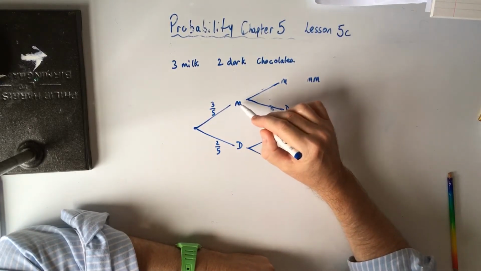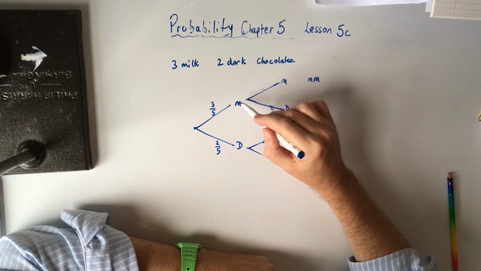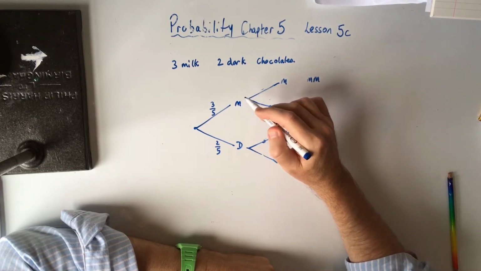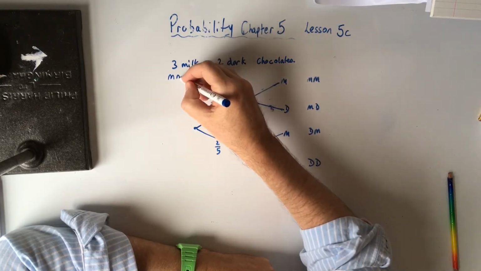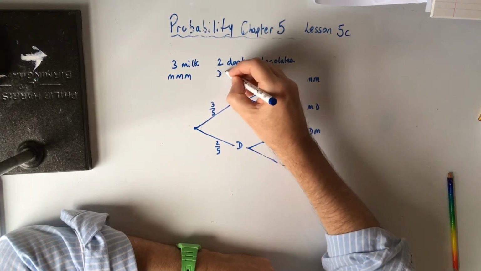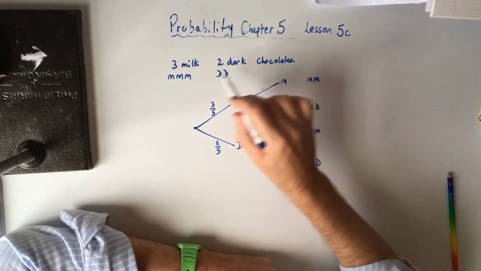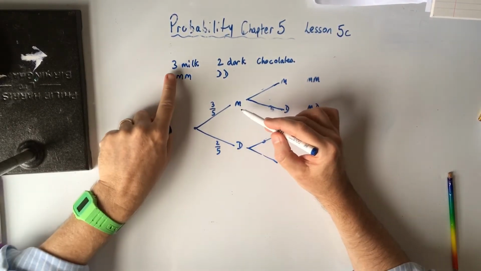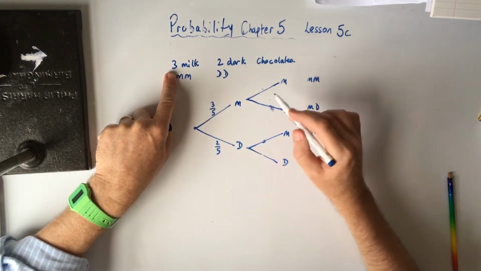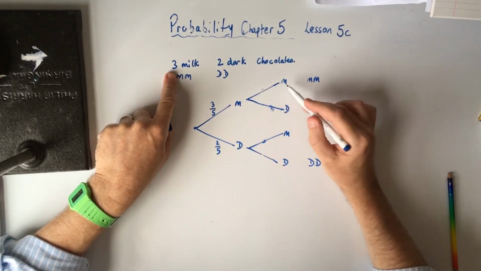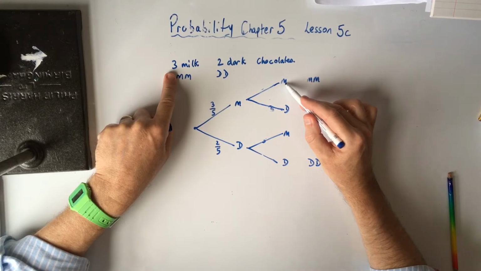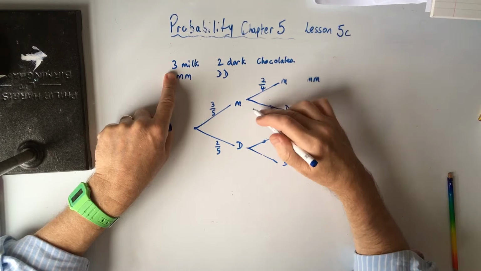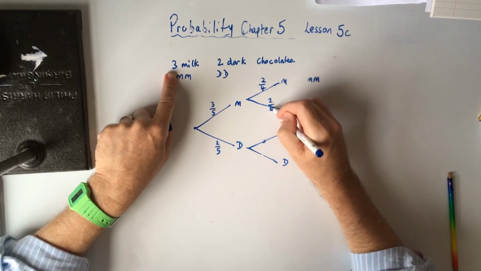If we had a milk chocolate and we chose milk, and we ate it, then milk, milk, milk, dark, dark. So I've drawn, this is what we start with, 3 milk and 2 dark. And if we choose and get a milk and eat that milk, we're left with 2 milk and 2 dark. So the probability of getting a milk is now 2 out of 4, isn't it? And the probability of getting a dark is 2 out of 4. Okay?